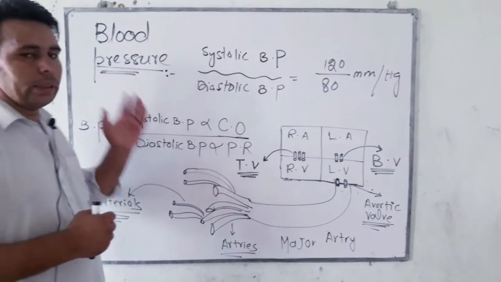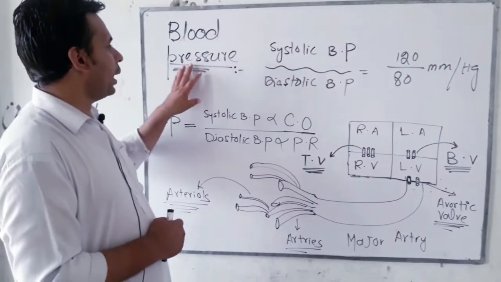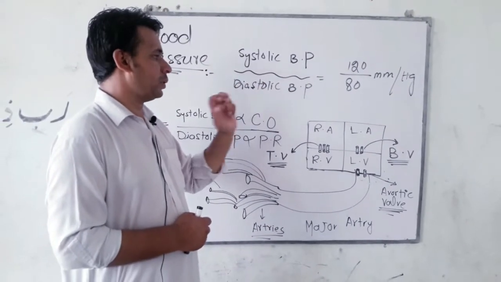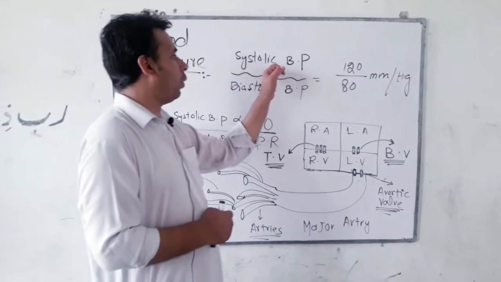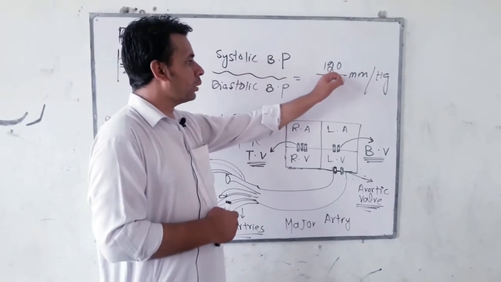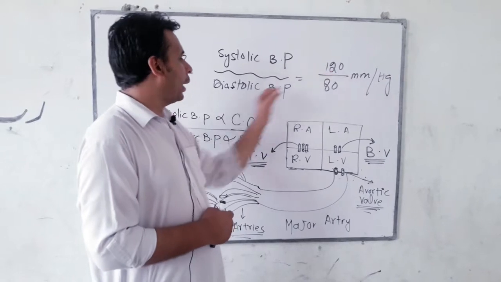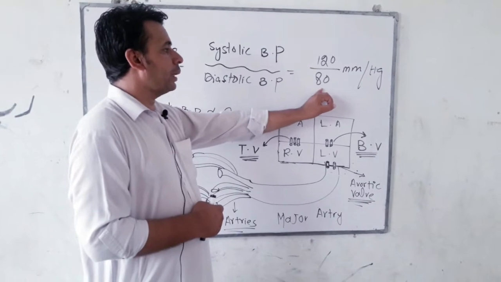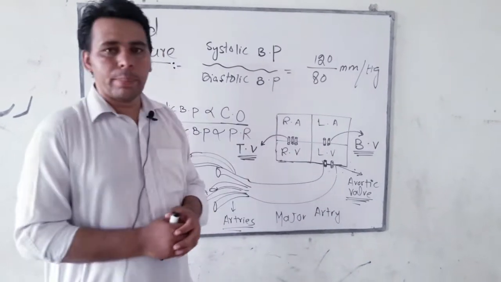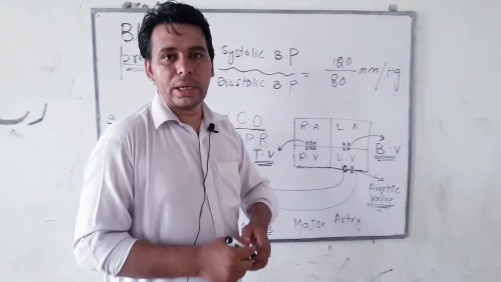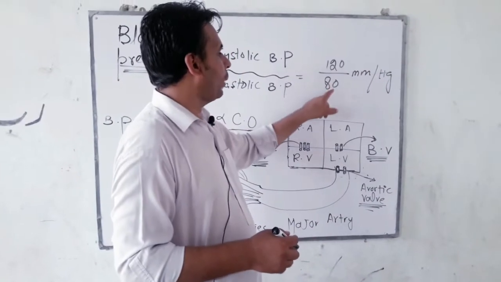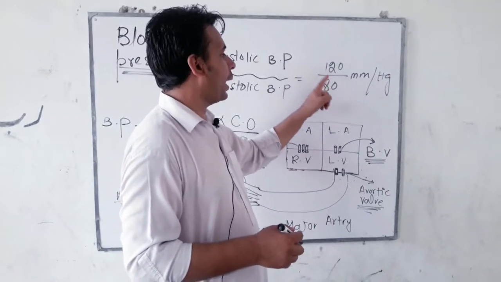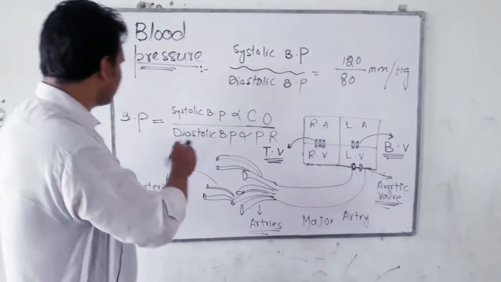I have already told you in my previous video that blood pressure is equal to systolic BP divided by diastolic BP, and the value of systolic BP is equal to 120 millimeter of mercury and the value of diastolic BP is equal to 80 millimeter of mercury. But remember my dear students, that everyone may not have this much value of blood pressure. This is an average blood pressure. Now come to this step.